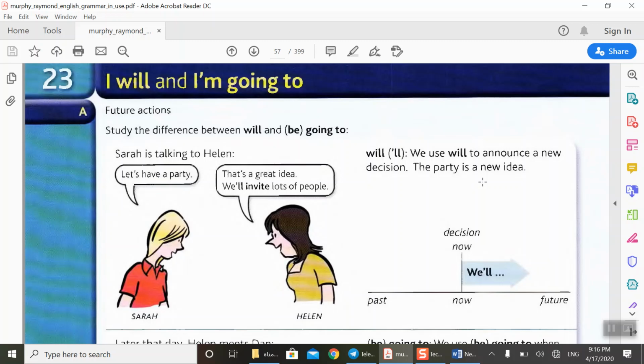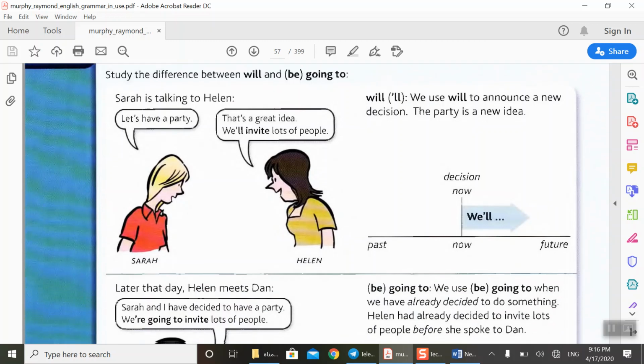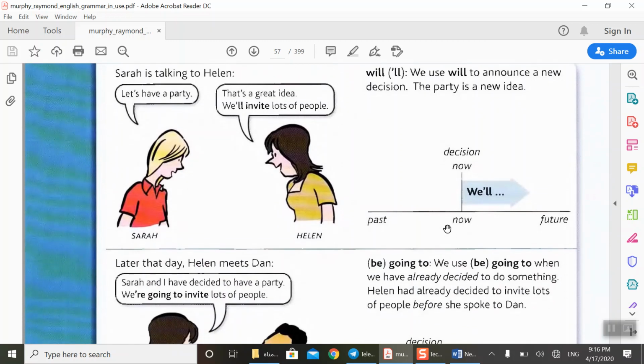For example, now I am thirsty. So I will say, I will drink water. I will go and drink water. You see, this is future. We will, decide now. Decision now. You can summarize it like this: the decision is made now.